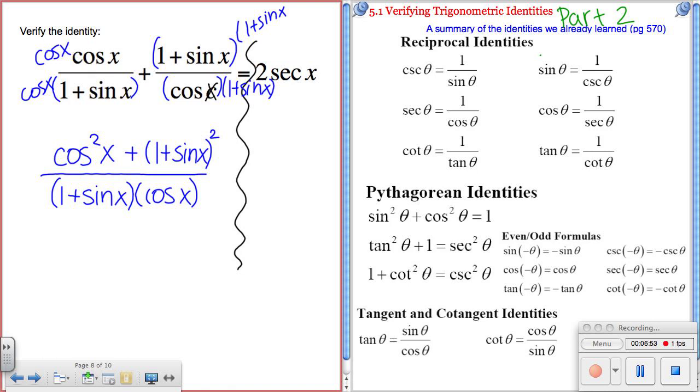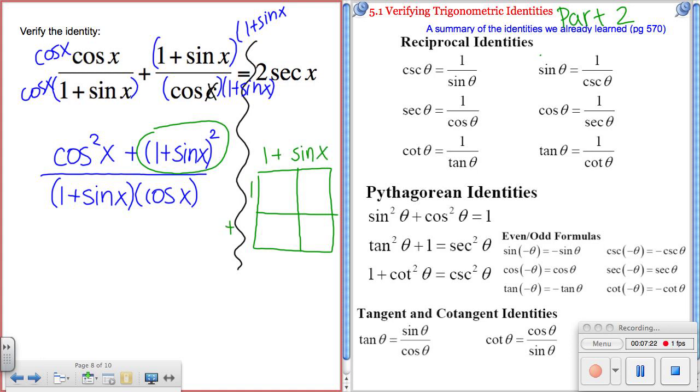So again, I got common denominators. Now, the next thing I'm going to do is multiply out this 1 plus sine squared x. I need to get rid of these parentheses here, so I'm going to have to multiply this out. I'm going to use a little rectangle. Now I'm going to write over here on the right side of the board. And I'm going to have 1 plus sine x and 1 plus sine x.